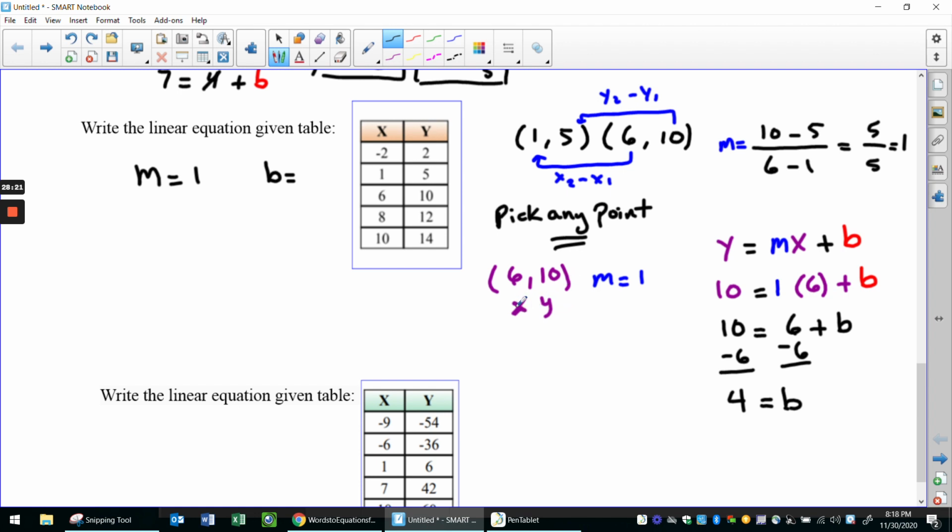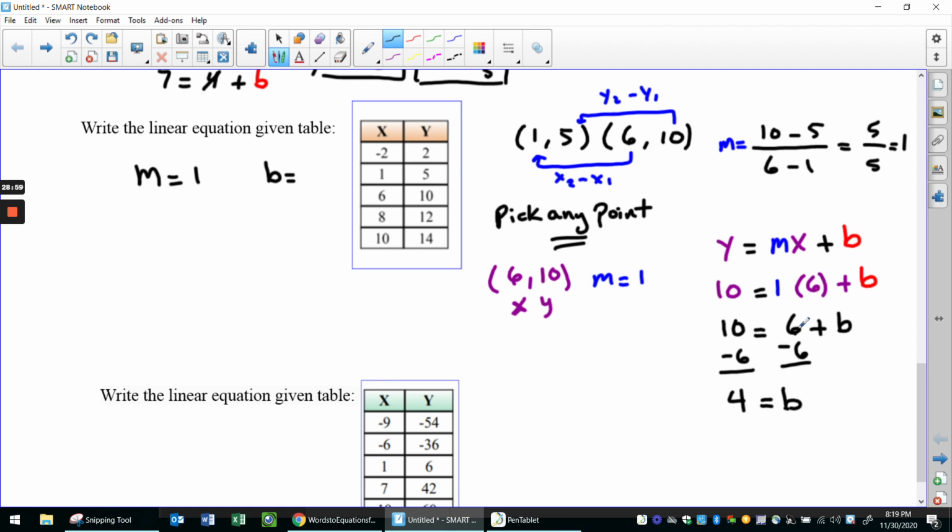Substitute 6 in, and just be careful with this step. You're substituting 6 in for x, not for y, and then substituting the 10 in for y. Substituting the slope, which is 1, into the equation. So we get 10 is equal to 1 times 6 plus b. You're trying to solve for b. In order to solve for b in this equation, every other variable has to have a number, so you can solve for b and get a number for b and know where the y-intercept is here.